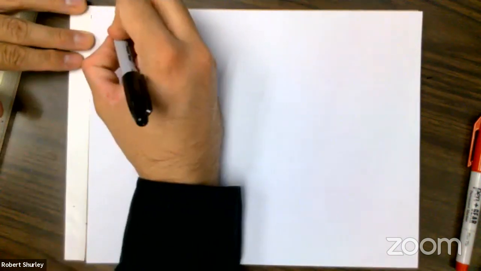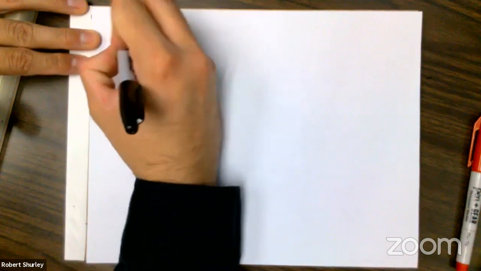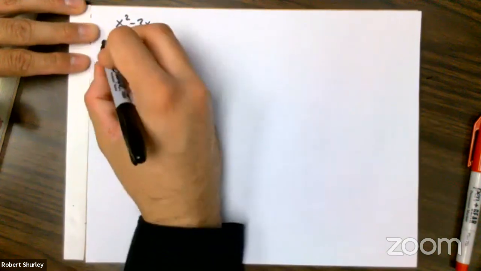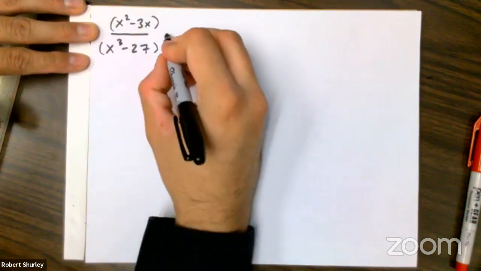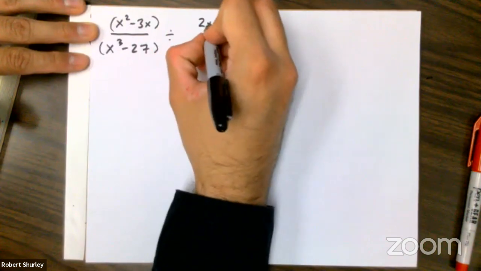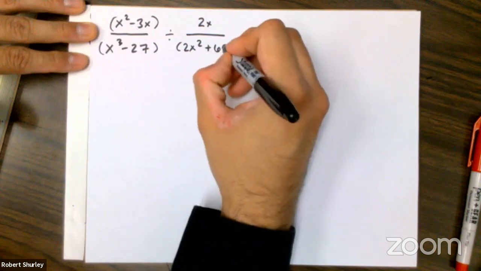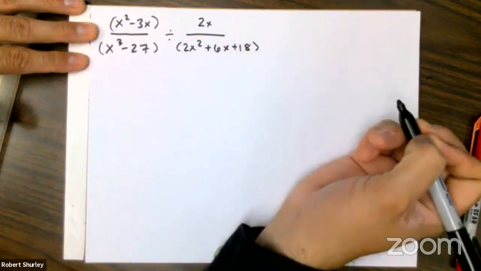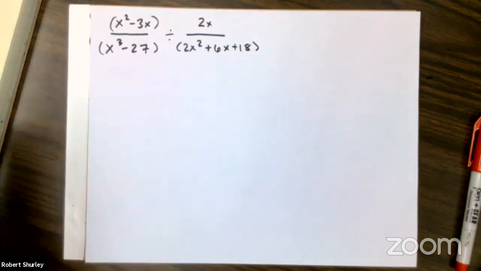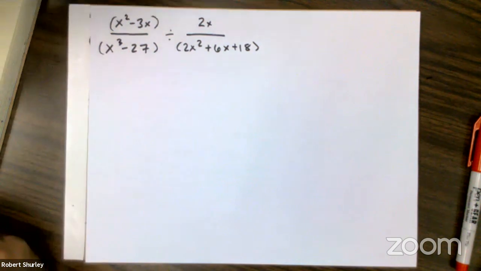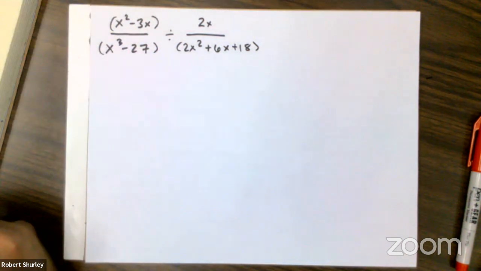It's a challenge. It's got a difference of cubes, so you might have to go back to 5.6 and look that up, but this is 58. X squared minus 3x over, now here's our difference of cubes, x cubed minus 27, divided by 2x over 2x squared plus 6x plus 18. Okay, so I want you to try this one. I'm going to give you a few minutes. It's a good challenge. If you can get halfway or 75% through this one, I'm going to tell you you're on the right track. It'll just take more homework questions.